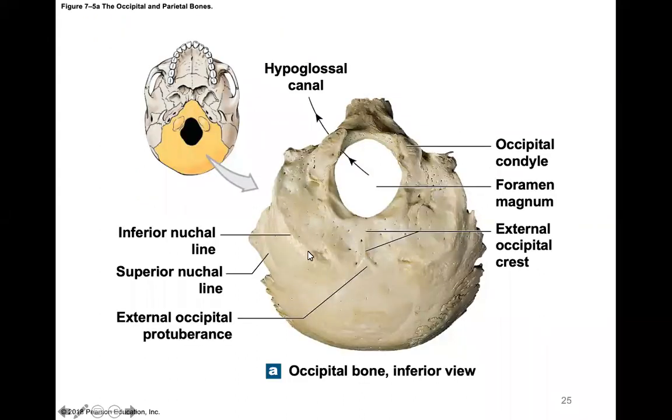So looking here, we can see this is our occipital bone. You can see the foramen magnum right here, and here's that external occipital protuberance. Again, whenever you see a bump like that, that's mainly for muscle attachment.